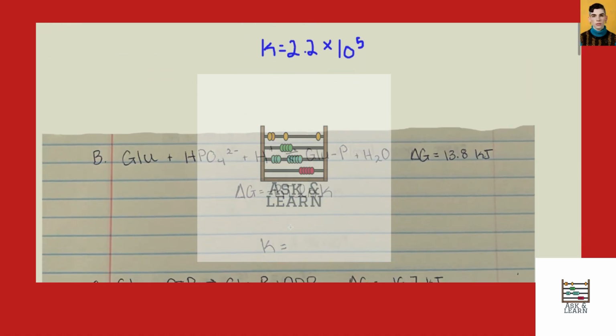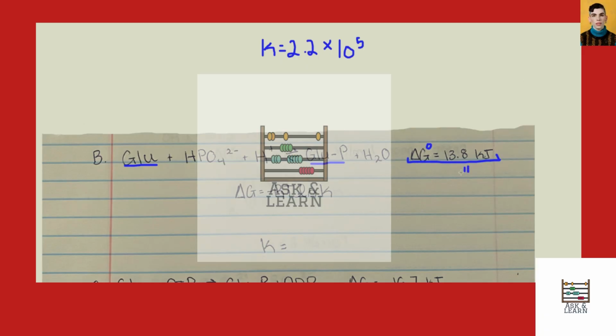Okay, moving on to B. This is the dehydration condensation to form glucose phosphate. So I just put shortened, this is glucose, and this is glucose phosphate. Again, this reaction should be given to you in your textbook, and then you should also be given delta G right here. It's 13.8 kilojoules.